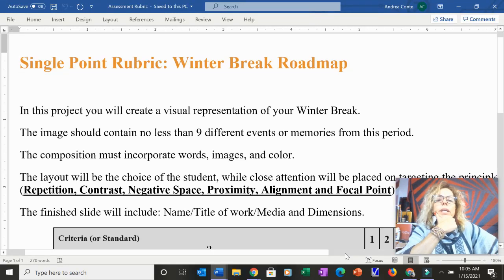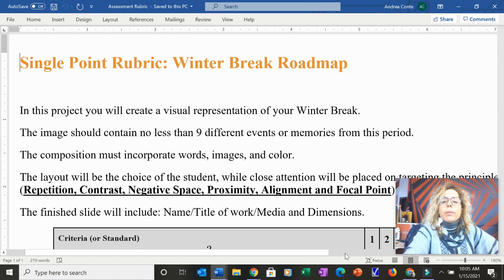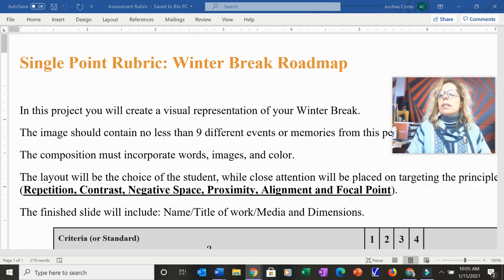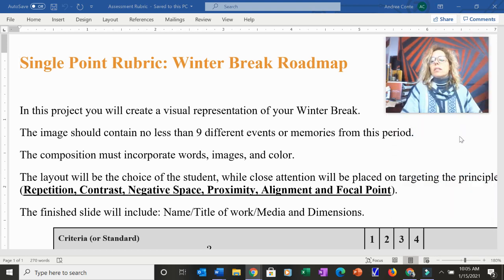Good morning, seventh grade. Today you have a really quick and simple puzzle to start the day, and that is to read the single point rubric, or basically the assessment rubric we're going to be using, to review your winter break roadmap. I will be reading this out loud with you. At the end of this puzzle, you will have a question and you must answer it to get the points for today. So let me start reading it.